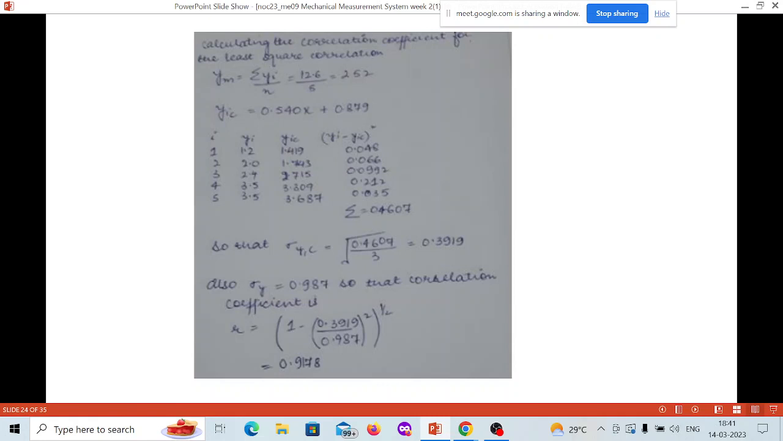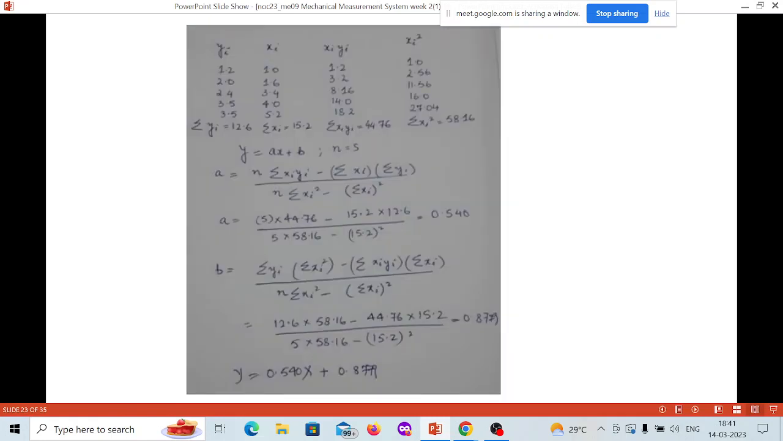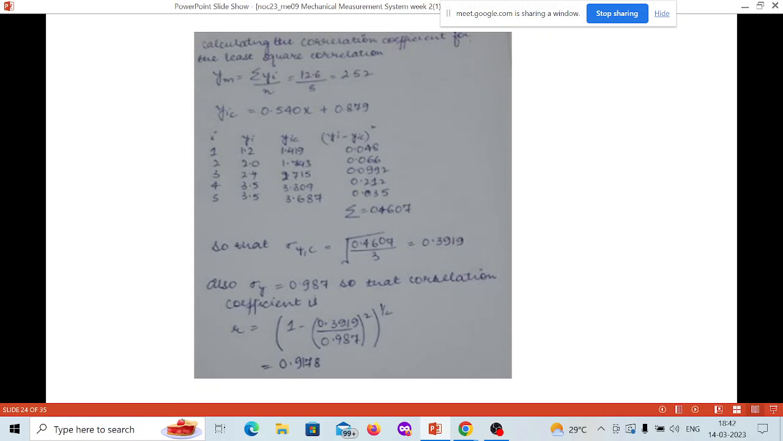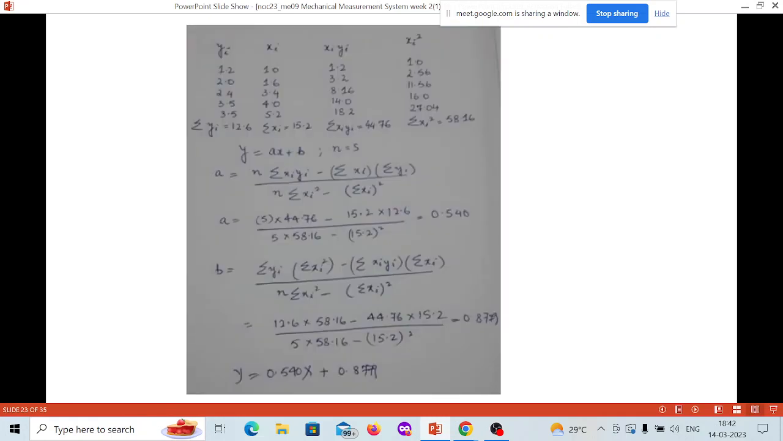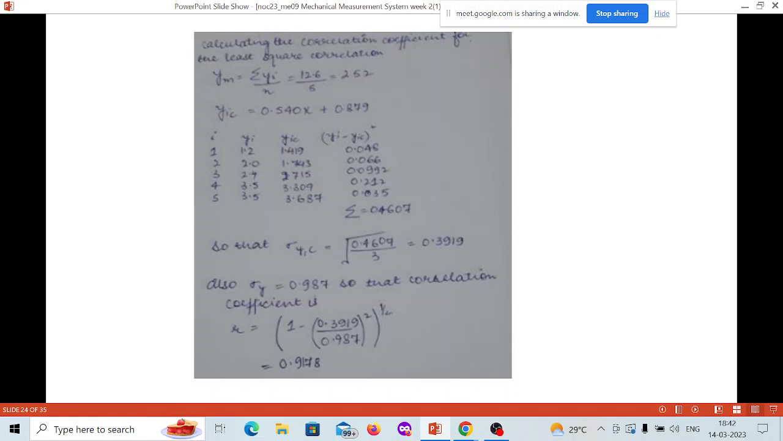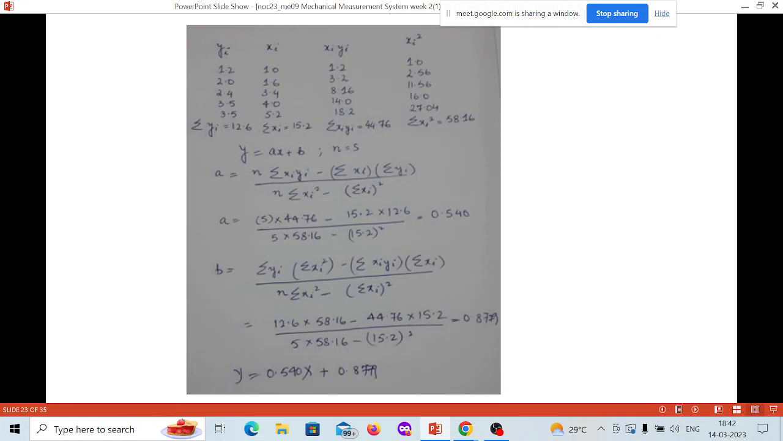Sorry, you substitute the x values. So 0.54 into 1, and then plus 0.87, that gives 1.419. Then the xi value is 1.6. You substitute 1.6 here and we find it's 1.743. Then we substitute x equal to 3.4. If you substitute 3.4, you get 2.715. Then you substitute 4 and then you substitute 5.2. You get the fitted y values, and yi is the reading value which has already been given, for which the line has been fitted.